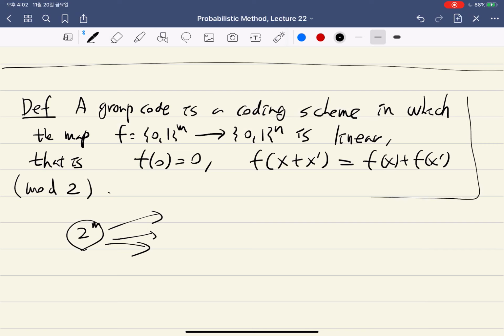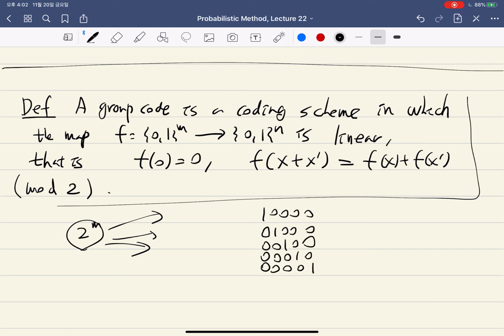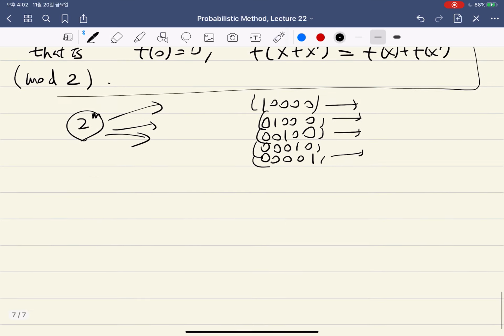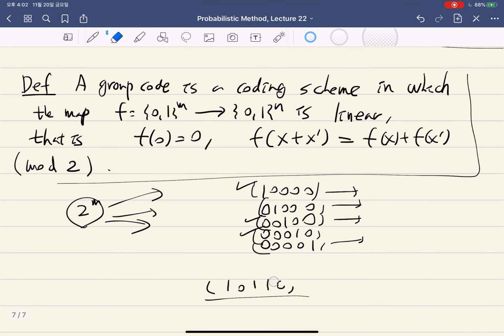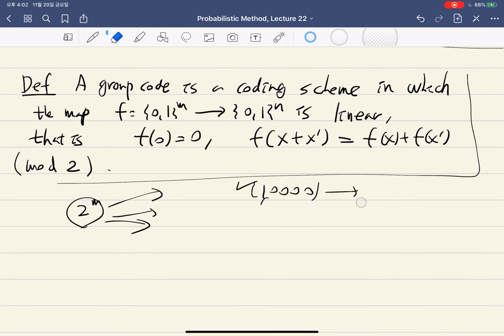But if your code is a group code, then as long as you know, say, 1, 0, 1, 0, 0, 0, these standard basis vectors, and if you know their images, then once you are given an arbitrary vector, you just add these to compute it easily. So a group code is better than a normal code in the aspect of computability.